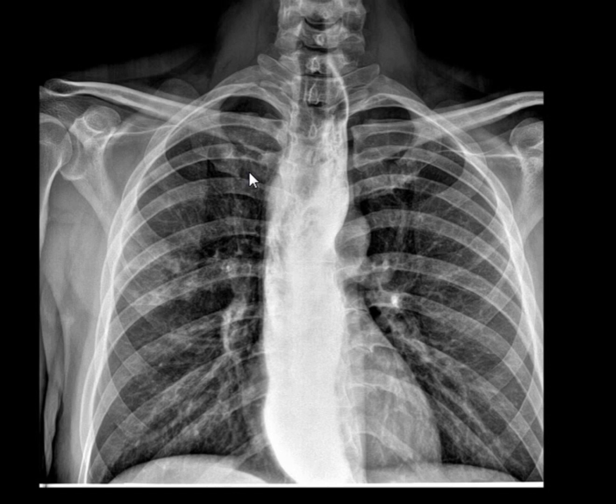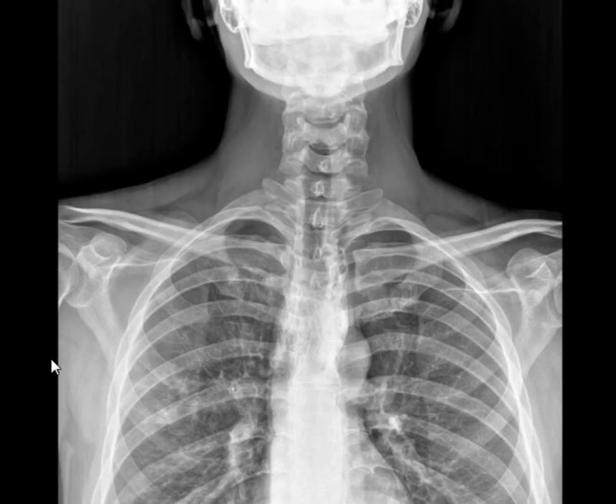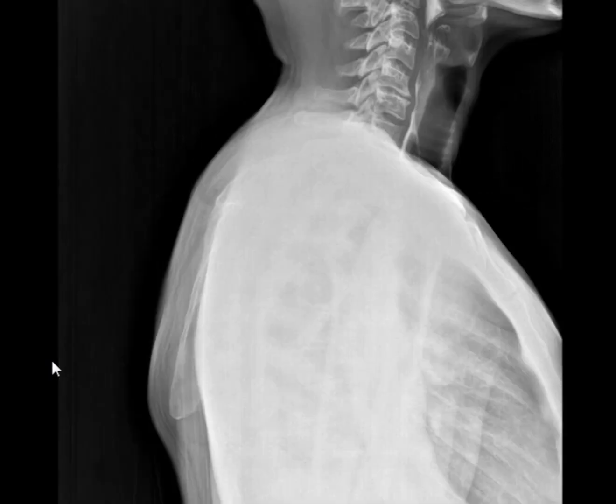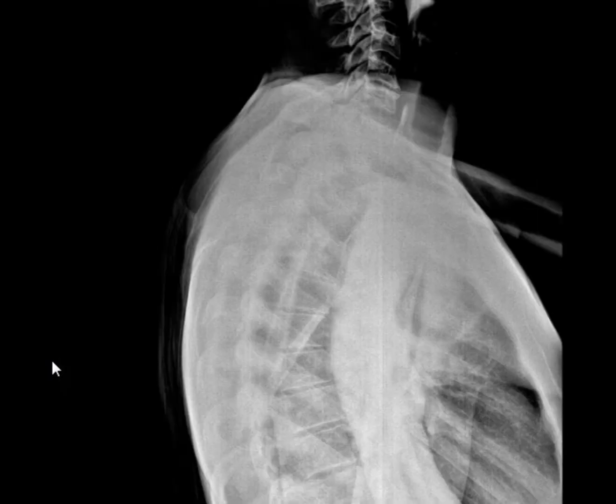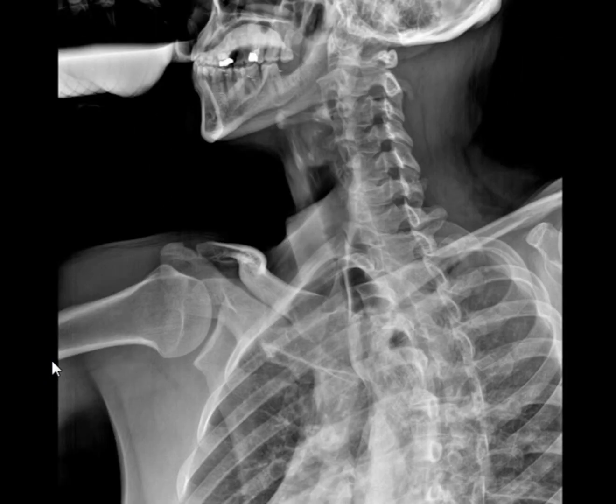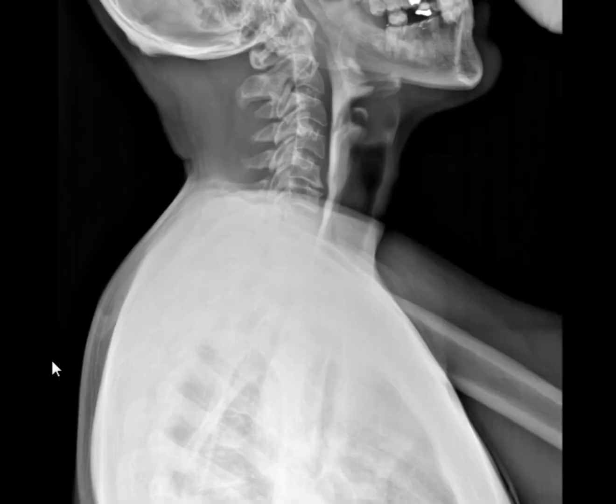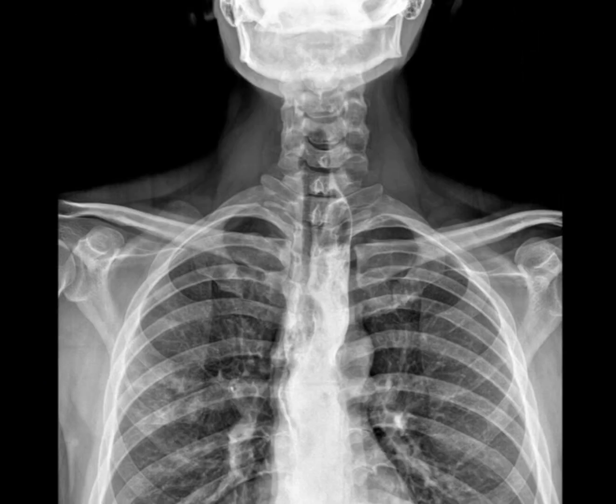Why? You tell me why. You don't ask me, you tell me. Scroll through the images. Because it's obvious from the images. Scroll. Back. Barium swallow. This is a barium swallow. It's not a chest X-ray. Okay? This is a barium swallow.